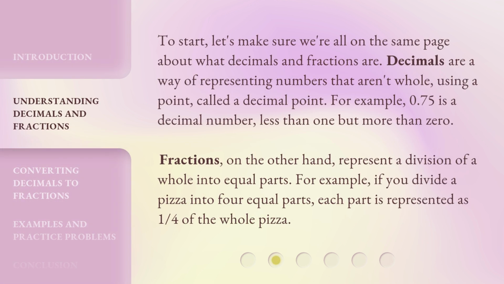To start, let's make sure we're all on the same page about what decimals and fractions are. Decimals are a way of representing numbers that aren't whole, using a point, called a decimal point. For example, 0.75 is a decimal number, less than 1 but more than 0. Fractions, on the other hand, represent a division of a whole into equal parts. For example, if you divide a pizza into 4 equal parts, each part is represented as 1/4 of the whole pizza.